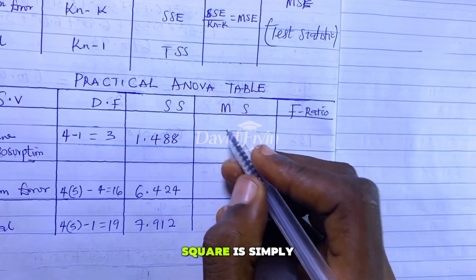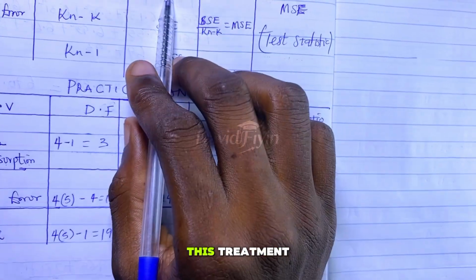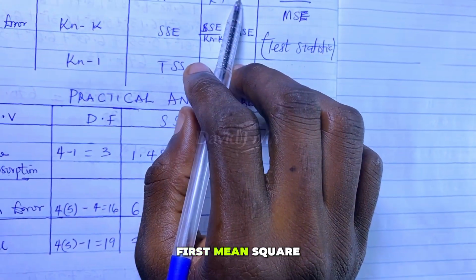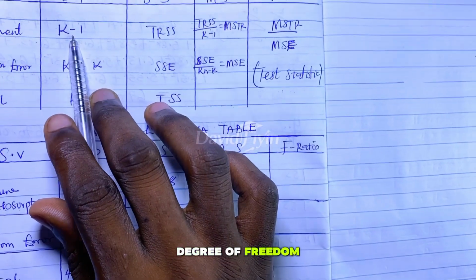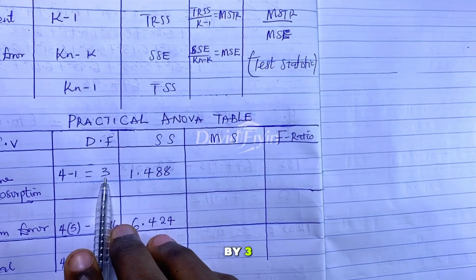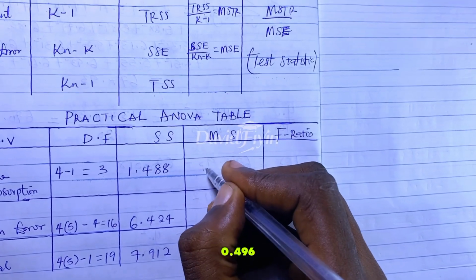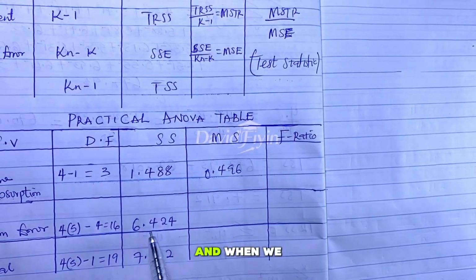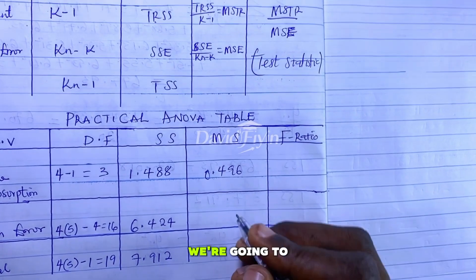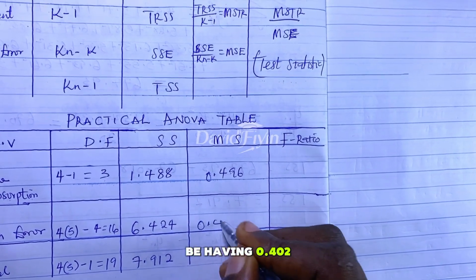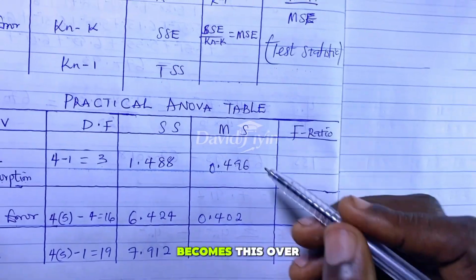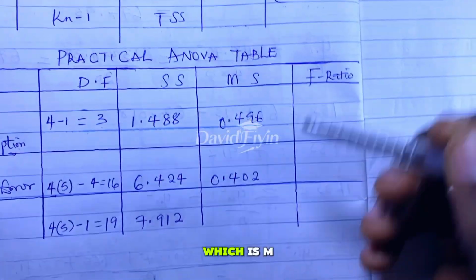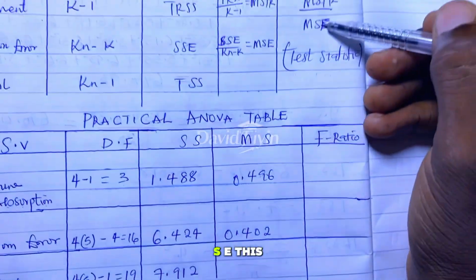So the mean square is simply the sum of squares divided by its degrees of freedom. The first mean square, the mean square of the treatment, is the treatment sum of squares divided by this degree of freedom. When we divide by 3, we have 0.496. And when we divide by 16, we have 0.402. And so our F ratio finally becomes MSTR over MSE.